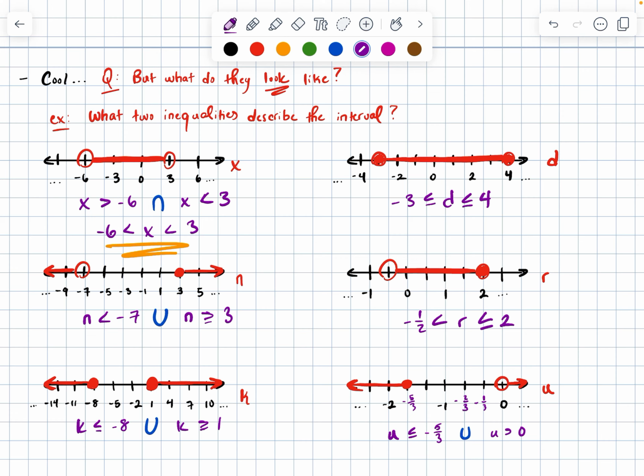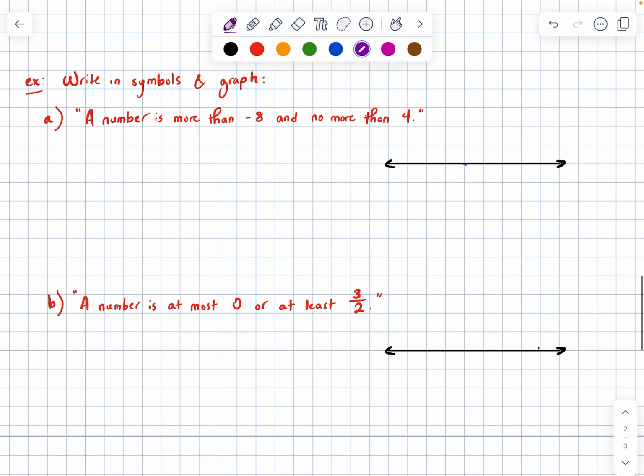Fantastic. So you now know how to turn the graph of a compound inequality into the inequality itself. Well, what if I want to flip it and reverse it, and turn some inequalities into some graphs? So two last ones for the road. Let's take these, rewrite them in symbols. So you can write a compound inequality in symbols too, and then graph them on your number line. Give yourself a minute. See how far you get. Play around. Have fun.